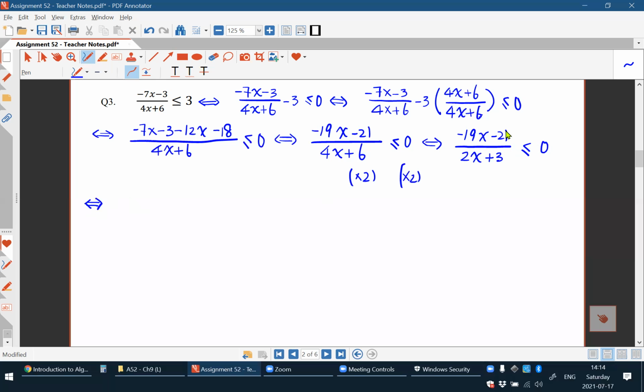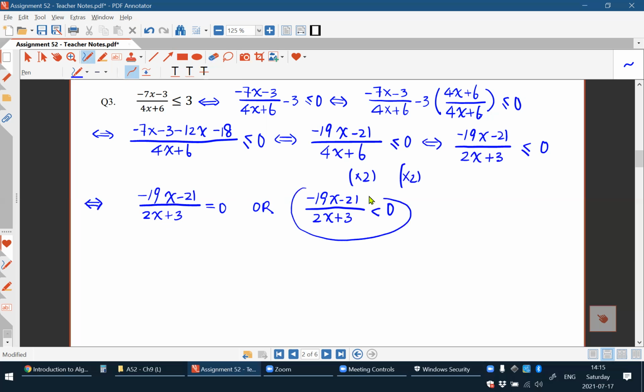Then this is equivalent to, we have a ratio that is equal to or smaller than 0, right? So first of all, the first case is this ratio can be exactly 0, right? Or let's say the ratio here can also be smaller than 0. And we already know how to solve the second case, right? Okay, so the first case is actually an equation.